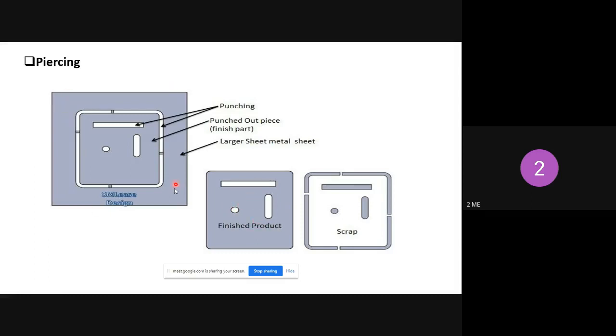You can observe here one big sheet, and you can mark certain dimensions on the sheet metal. Then that marked dimension can be removed with the help of the punch. That removed part is called scrap, and the remaining part is called the finished product. That is called the piercing operation. Understood?